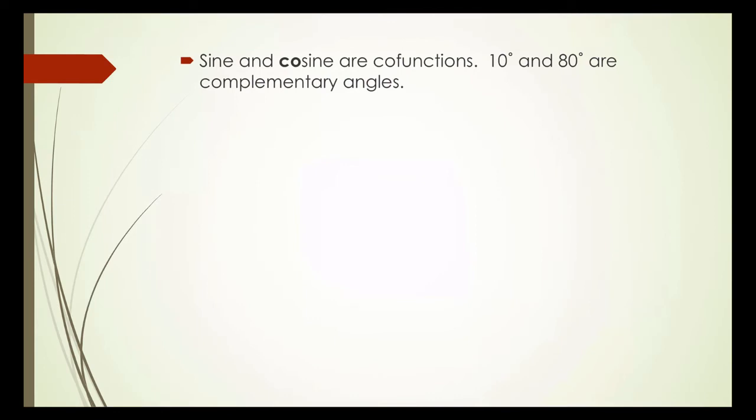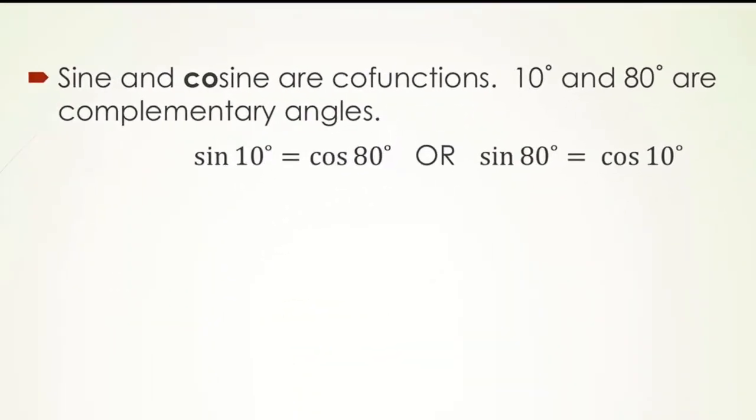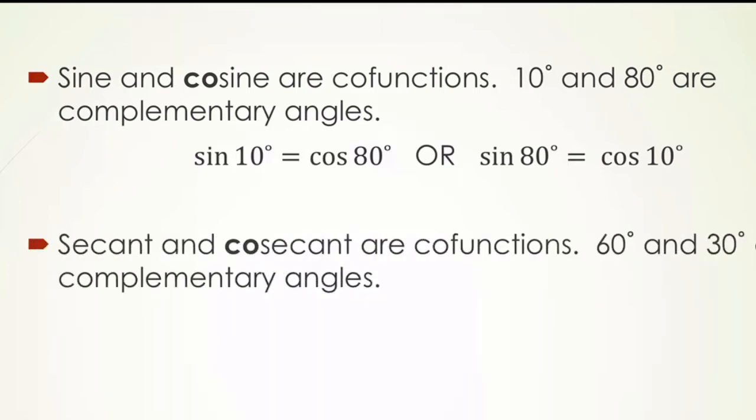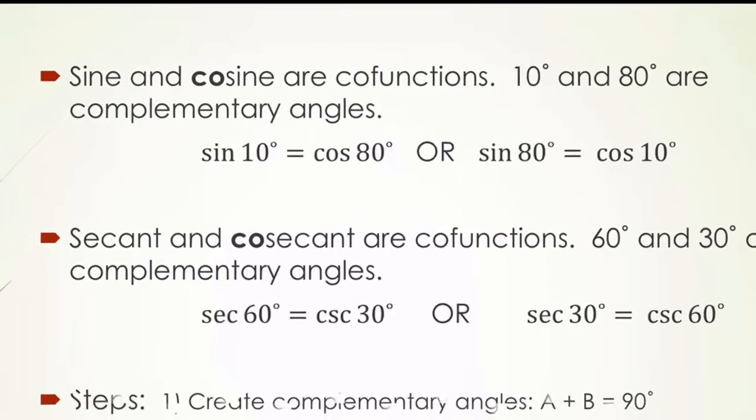Now let's look at sine and cosine. Sine and cosine are cofunctions, and so again, let's take complementary angles. Sine of 10 degrees would equal cosine of 80 degrees, or you could reverse it around. The point is that you're using cofunctions and complementary angles. Secant and cosecant, an example of that might be 60 and 30. 60 and 30 together add up to 90. So secant of 60 equals cosecant of 30, or the other way around.